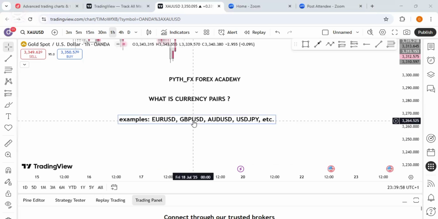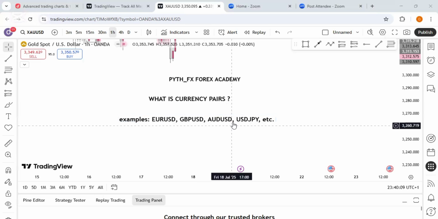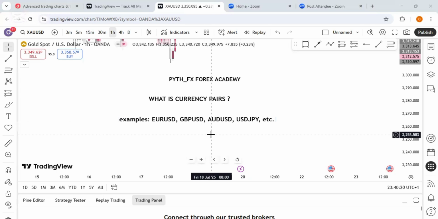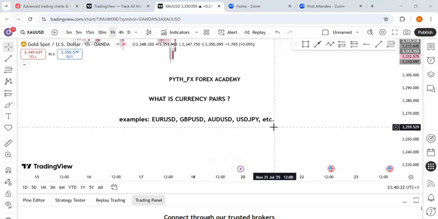When you have GBP USD, GBP is the Great British Pound against the United States dollar. AUD USD is the Australian dollar against the United States dollar. USD JPY is the United States dollar against the Japanese yen. The currency they spend in Japan is the one we call yen.